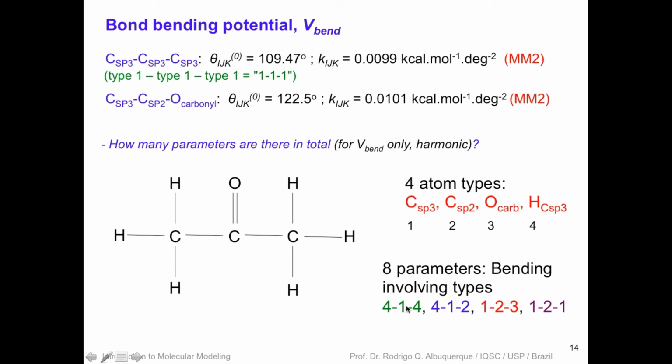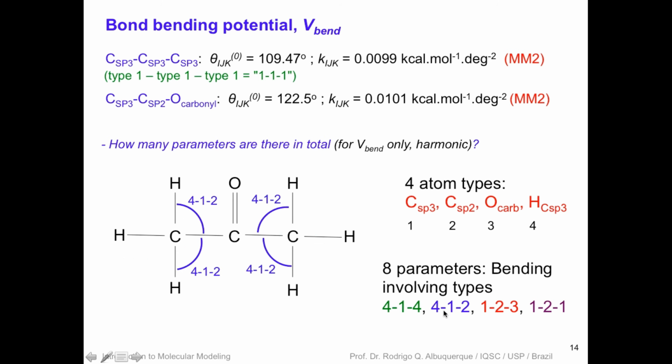Type 4, 1, 4 means hydrogen, sp3 carbon, hydrogen. So these interactions are shown here. So these angles can change. We have bond bending on these angles here, and for all these angles, you can use the same 2 parameters, which means the force constant and the reference bond angle.